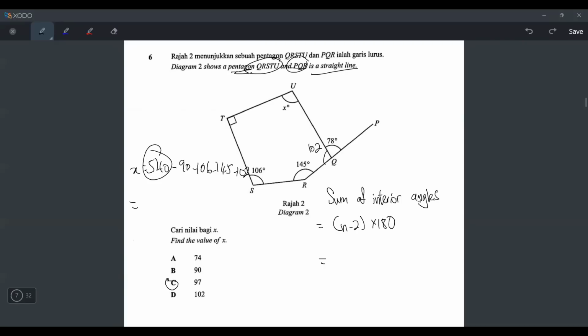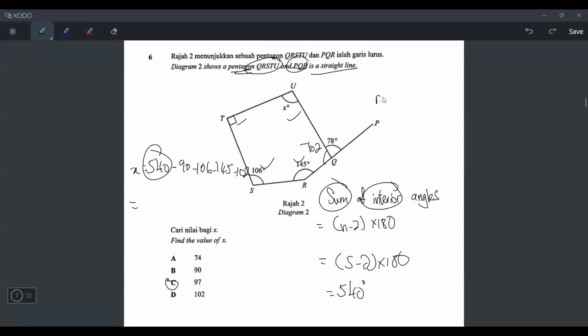So what do I mean by interior angle? It means all the angles inside the polygon added together, the sum of it. So how many sides do we have here? 1, 2, 3, 4, 5. It means n is 5. So 5 minus 2 times 180, you will get 540. It means the sum of interior angles inside the polygon is 540. That's how I know.